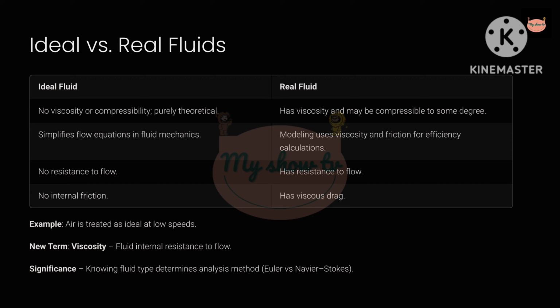Real fluids experience internal friction, leading to energy loss. Air at low speeds can often be treated as ideal, but hydraulic oils require real fluid modeling for accuracy. Recognizing which model to use helps engineers efficiently design pumps, pipes, or ducts.